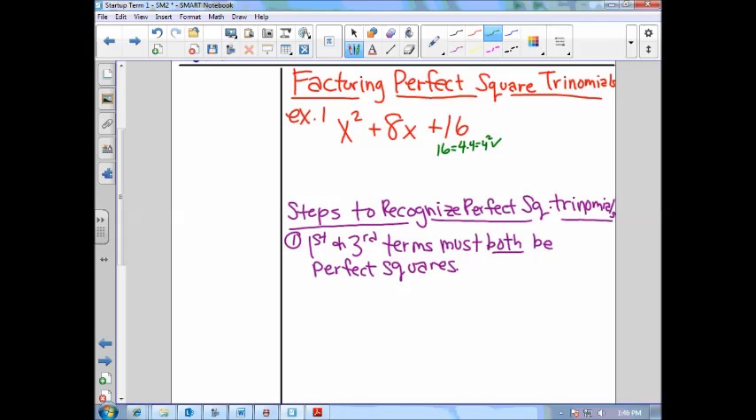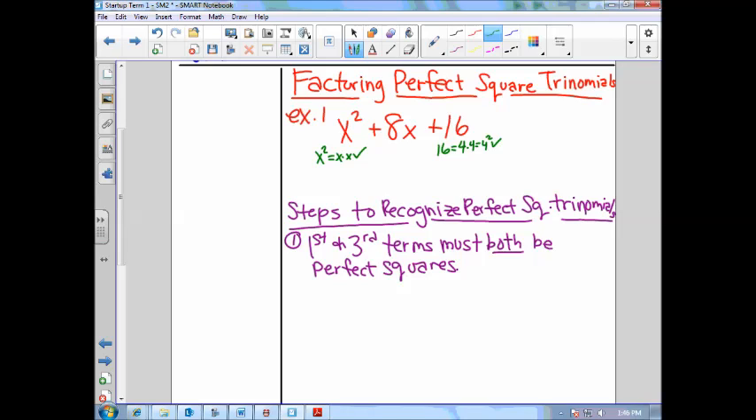Now, here's a tricky one. Is x squared a perfect square? Yeah. Because, why? But how do we get the x, though? What times itself is x squared? X times x, there you go. So x squared is perfect because x times x works. Okay, so it meets the first qualification.